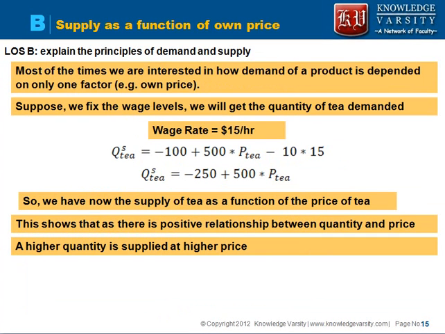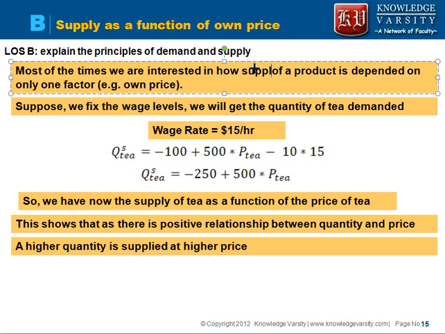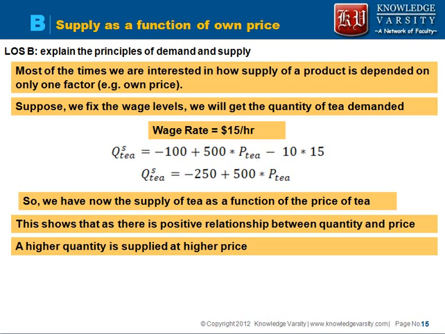Now let us see what we want. We want to have supply as a function of its own price. In demand we said that, other things remaining constant, we look at the quantity demanded as a function of price. Similarly here, we want the quantity supplied to depend on only one factor. So we fix the wage level, and until this is revised, the wage remains constant at 15 per hour.